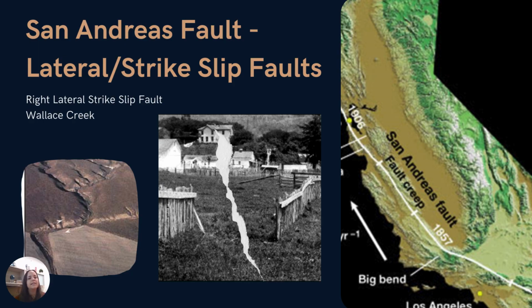Okay, so this is an example of the San Andreas fault. It is a right lateral strike slip fault. And I have a couple of examples here. We have a creek that's offset in the bottom left-hand side. This is Wallace Creek in the Carrizo Plains. You can walk that transect and measure how far apart this has moved since the creek has realigned itself.